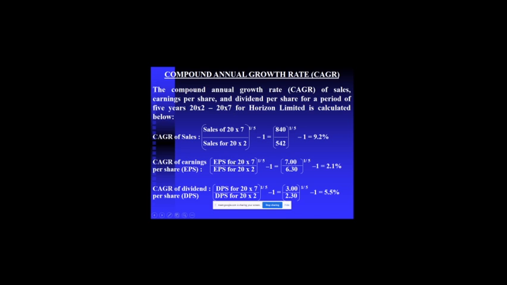Okay, then this is EPS of 2002 and EPS of 2007, raised to 1 by 5, minus 1, which will give you the growth rate of EPS for 5 years starting from 2002 till 2007. Same way for dividend per share. So these ratios also you can calculate, and you can analyze the growth rate, and you can even compare more than two companies.